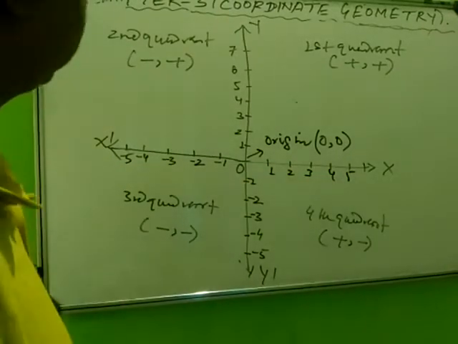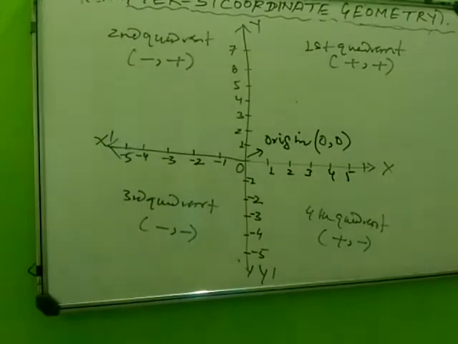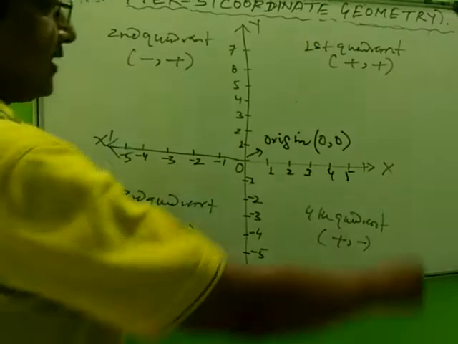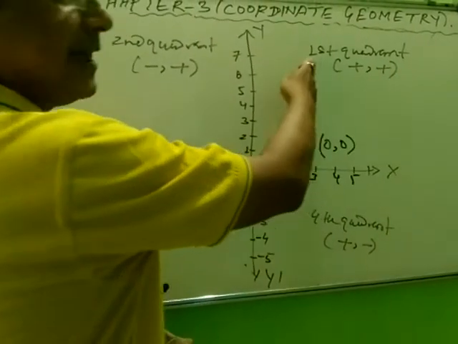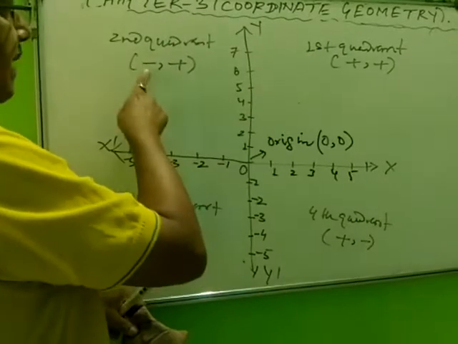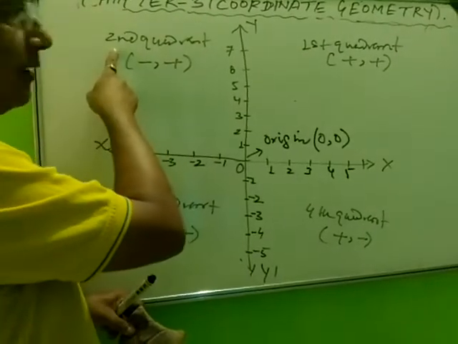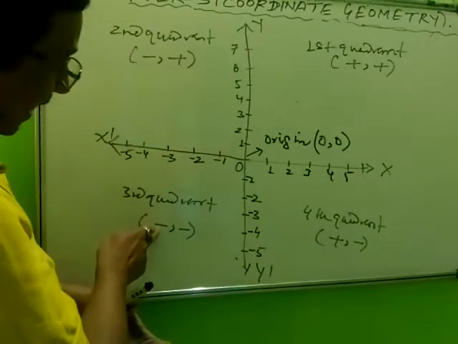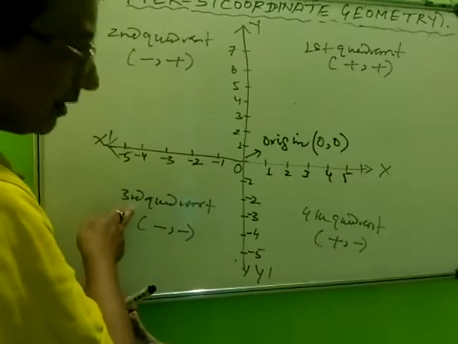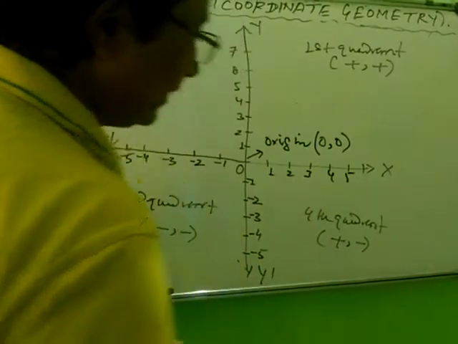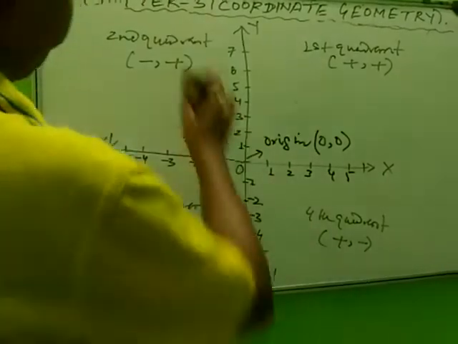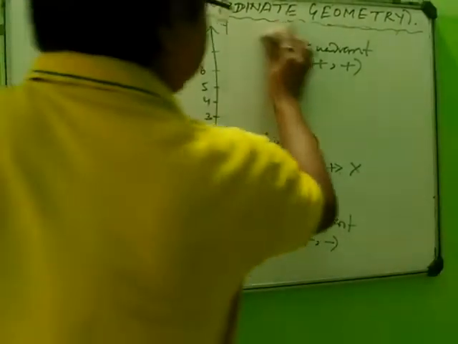Now, we can identify the quadrants based on their signs. Plus and plus will lie in the first quadrant. Minus comma plus will lie in the second quadrant. Minus comma minus will lie in the third quadrant. And plus and minus will lie in the fourth quadrant. Let us take a few points.